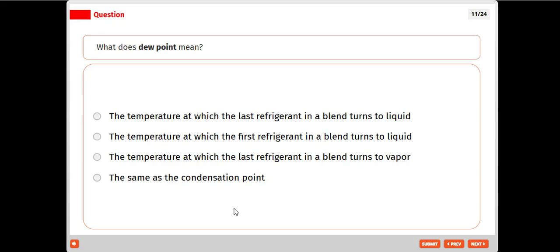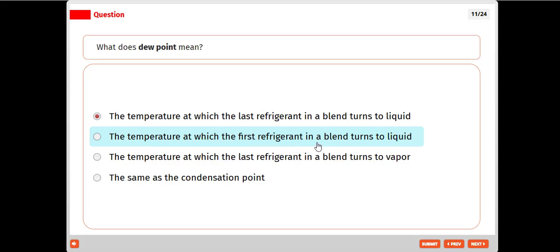What is the dew point? The temperature at which the last refrigerant in a blend turns to liquid. The temperature at which the first refrigerant in the blend turns to liquid.